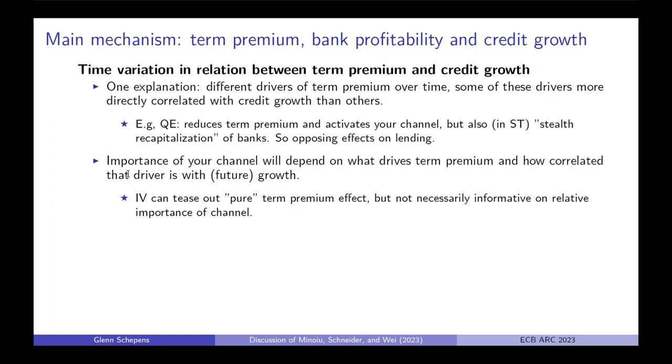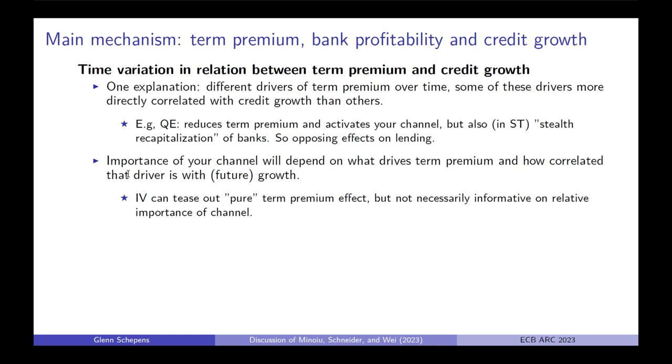Now, what I'm trying to get at here is that the importance of your channel in the end will depend on what drives the term premium and how correlated the driver is with future growth. And I fully understand that with your IV setup, or the other identification setups, you try to tease out, say, the pure term premium effect. And this is very interesting because it can tell you something about the causality of your term premium.